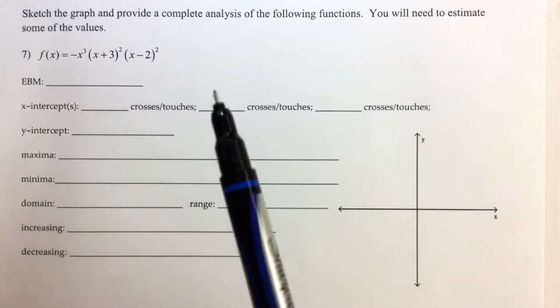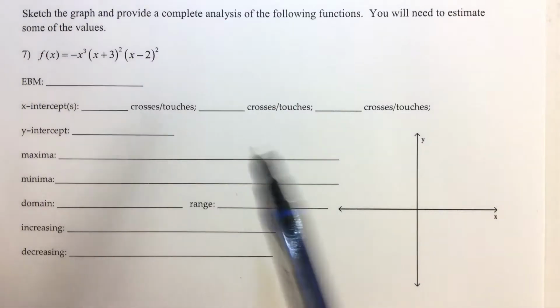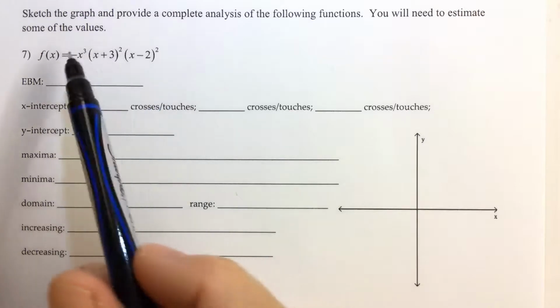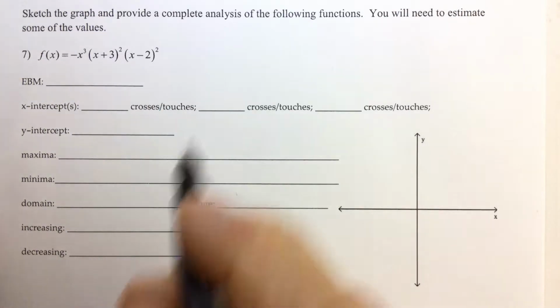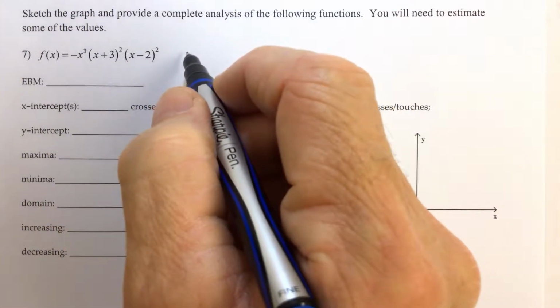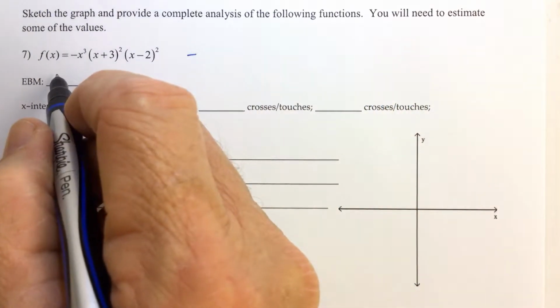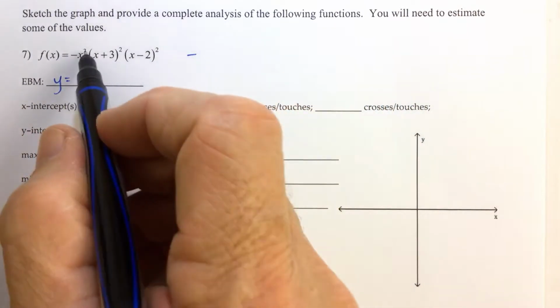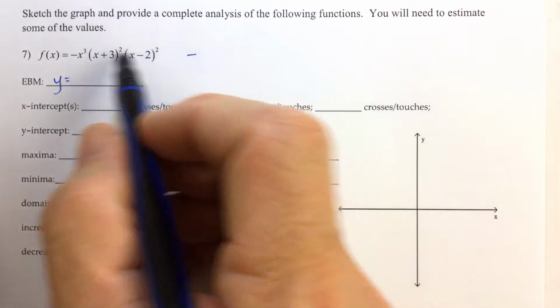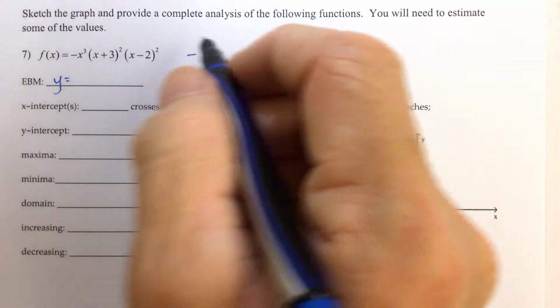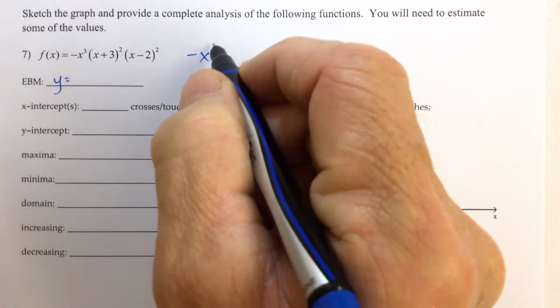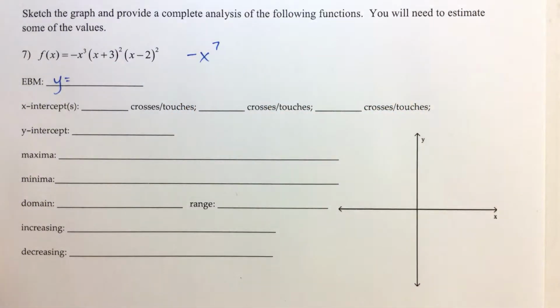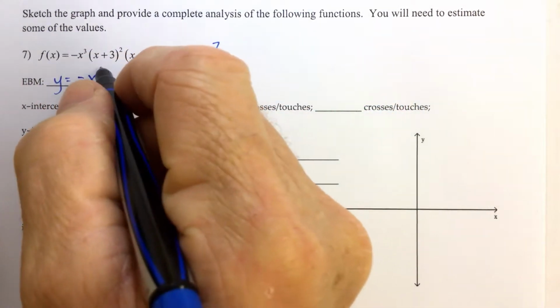Number 7, we're going to completely analyze a polynomial function that's in factored form. For our end behavior model, we look at the degree of the polynomial. The degree is 3 plus 2 plus 2, that's 7, and there's a minus sign there. So negative x to the 7th would be an end behavior model for this particular function.